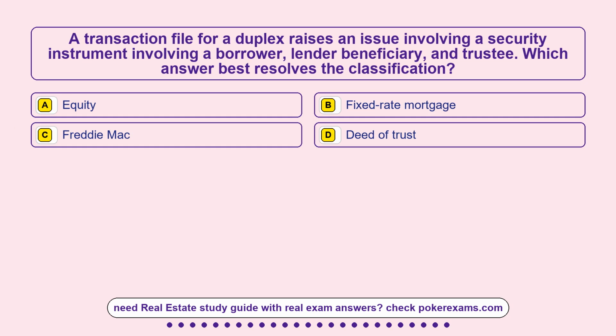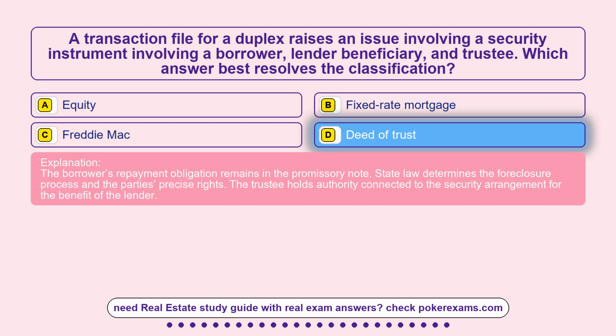Question 17. A transaction file for a duplex raises an issue involving a security instrument involving a borrower, lender beneficiary, and trustee. Which answer best resolves the classification? Option A, equity. Option B, fixed-rate mortgage. Option C, Freddie Mac. Option D, deed of trust. The correct answer is option D, deed of trust. The borrower's repayment obligation remains in the promissory note.